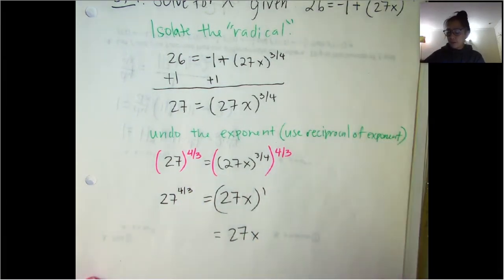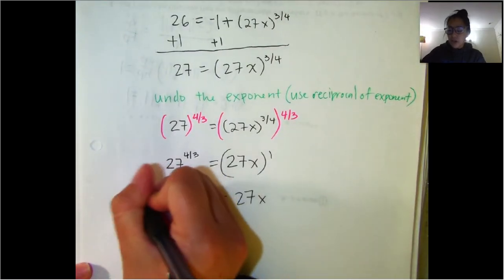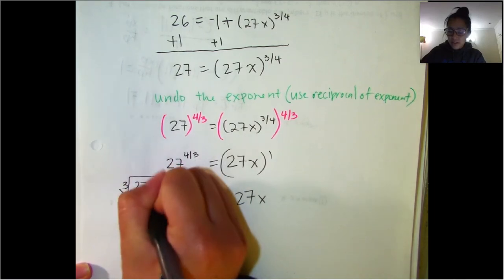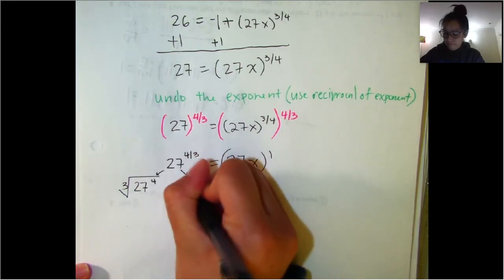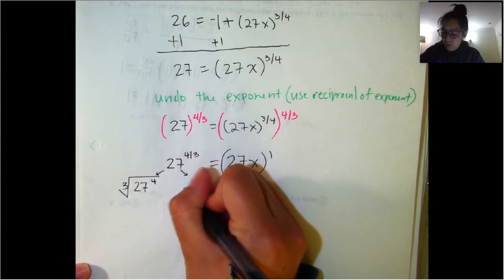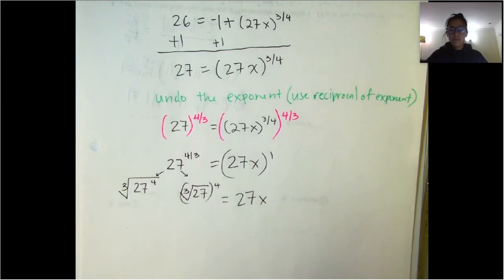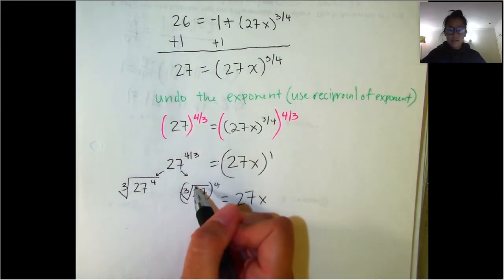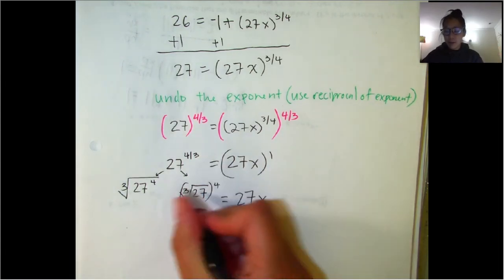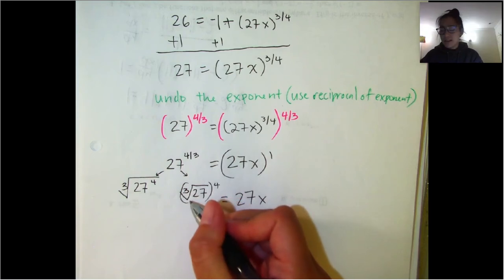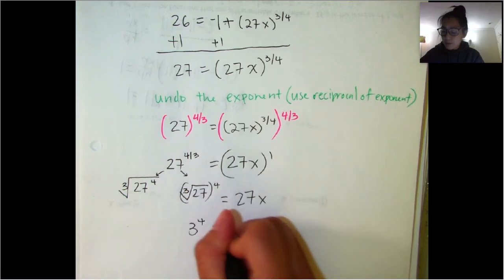Okay, so what you should have learned is that 27 to the 4/3 is either equal to cube root of 27 to the 4th, or cube root of 27 and then all to the 4th. Okay, so which one of these is easier to solve? Well, cube root of 27, if you do that first, you'll end up with a smaller number. So we'll do this one. So cube root of 27, that's going to be 3. And then we take 3 to the 4th power, and we get 3 to the 4th power equals 27x.